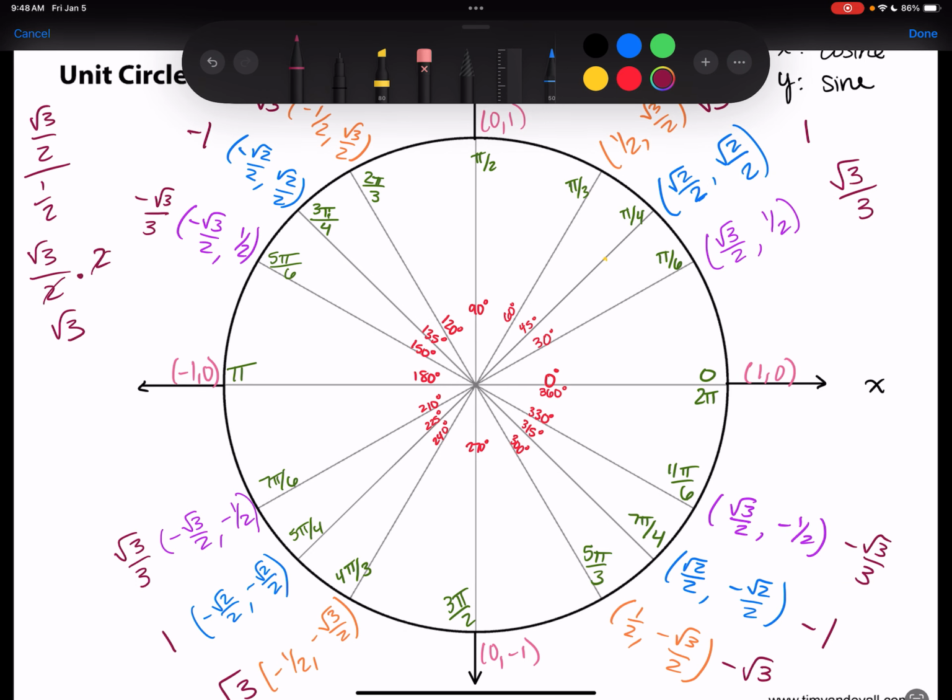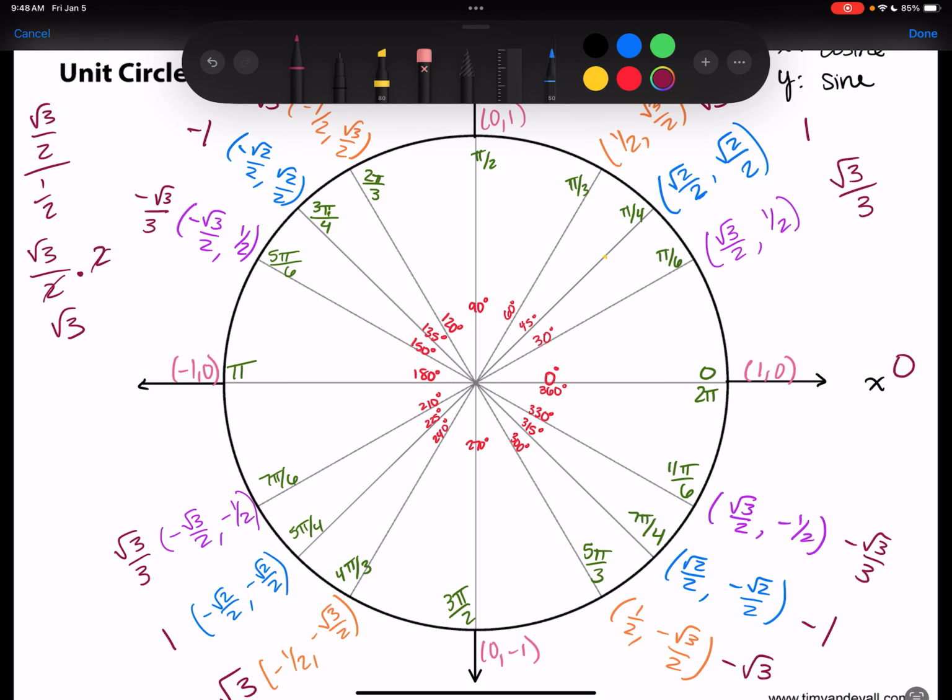All right, now, on the axis, on the x-axis, the tangent would be 0 divided by 1. So what would the tangent be? 0. So tangent here is 0, tangent here is 0.